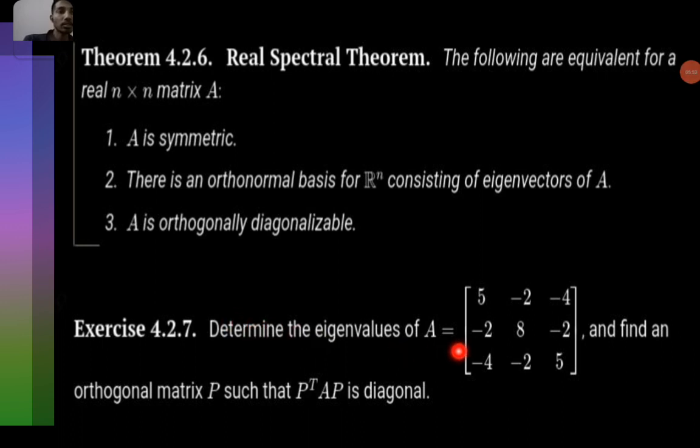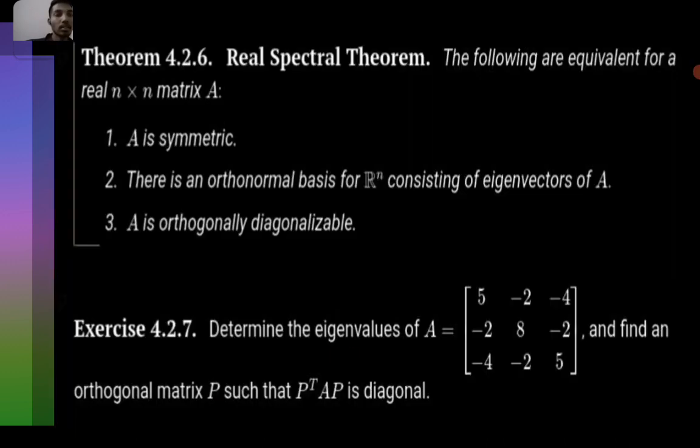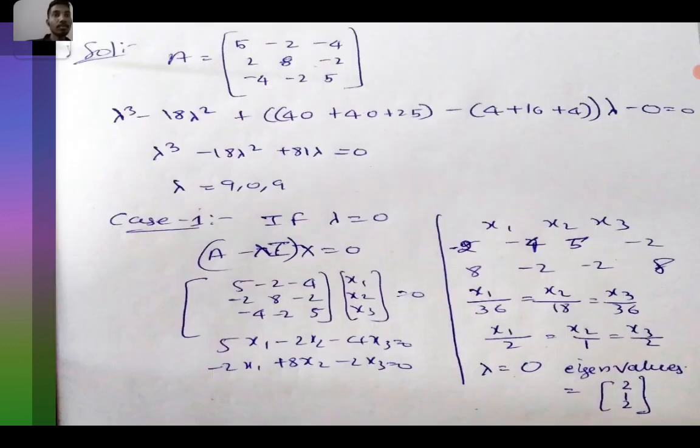Determine the eigenvalues of A equal to [5 -2 -4; 2 8 -2; -4 2 -2 5], and we can find an orthogonal matrix P such that P transpose AP is diagonal. By solving the problem, given that A equal to [5 -2 -4; 2 8 -2; -4 2 5].